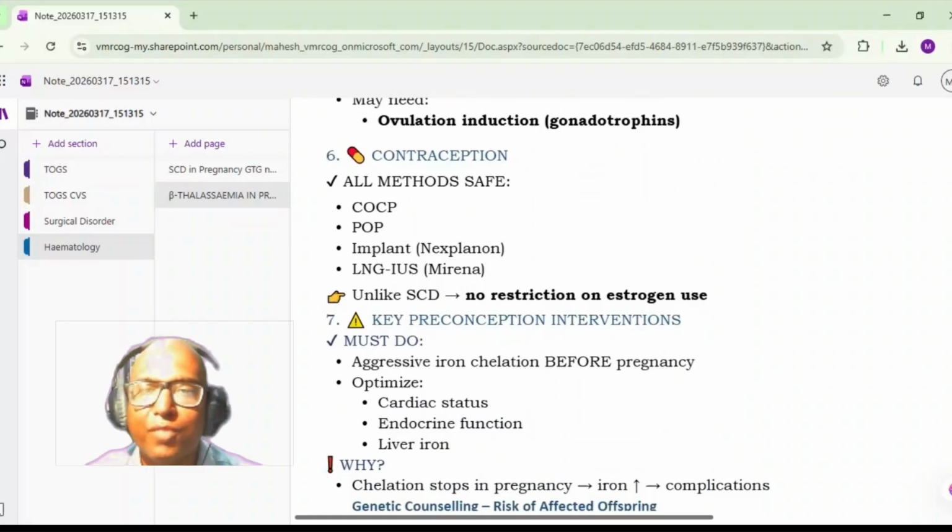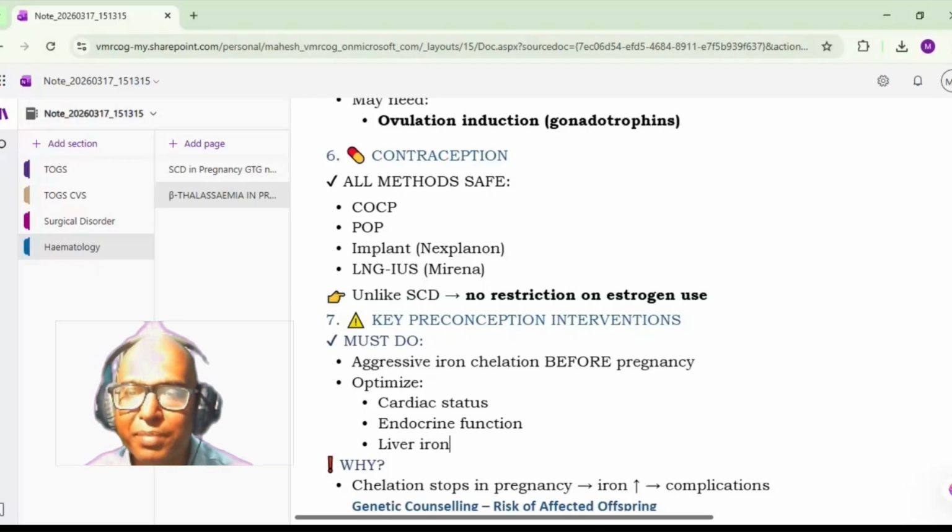Then coming to fertility, there will be subfertility due to hypogonadotropic hypogonadism, and the patient will require ovulation induction by gonadotropins. Then contraception: all methods of contraception are safe. Here we can use oral contraceptives, which means estrogen is not contraindicated. Then POPs, implant, LNG-IUS, all can be used. Unlike sickle cell disease, where estrogens are not preferred, here there is no restriction on the use of estrogen, while in sickle cell disease they are second line.